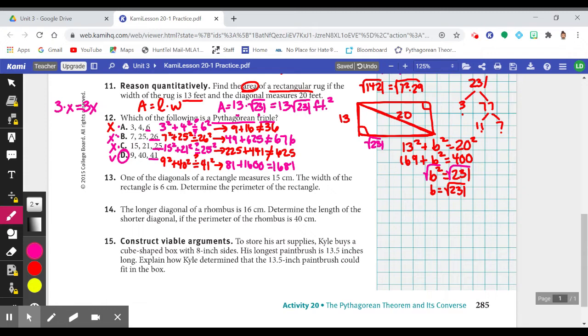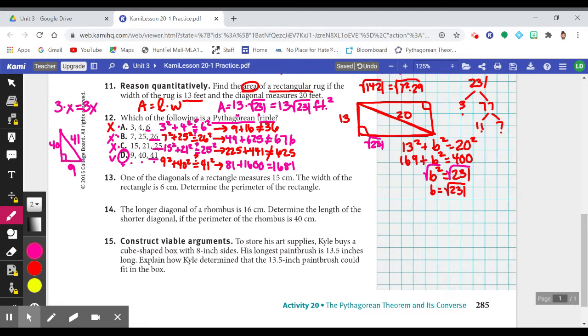But item D, 9 squared plus 40 squared does in fact equal 41 squared. So what we're saying is we could actually have a right triangle with a leg that's 9, another leg that's 40, and the hypotenuse 41. I think it's good to put this back into context. Sure, we could just plug all these numbers into the calculator, but understand that D is the only set of 3 side lengths that could actually create a right triangle.